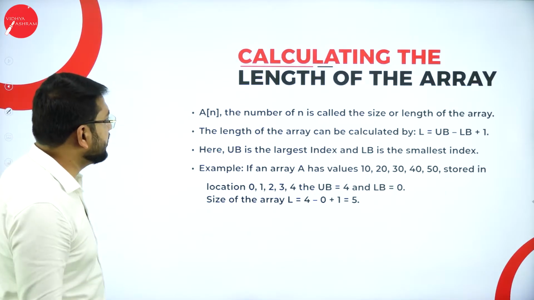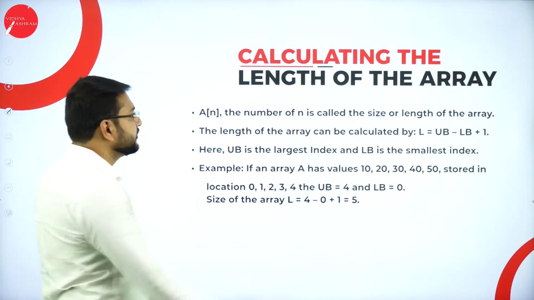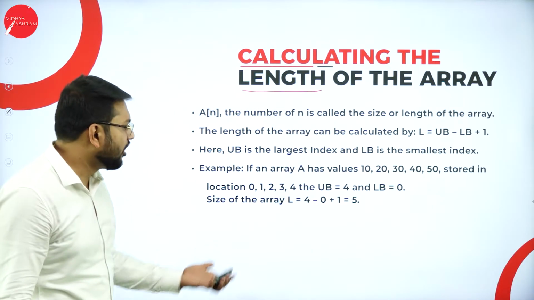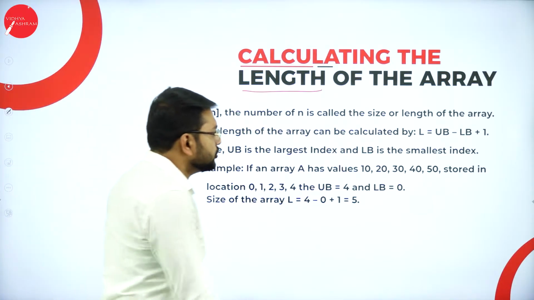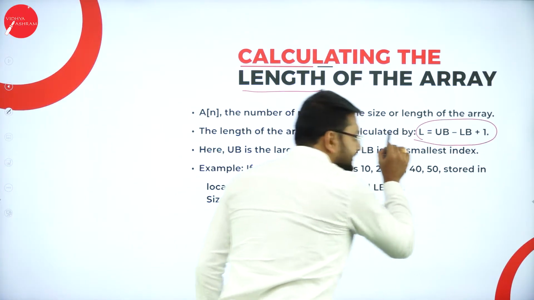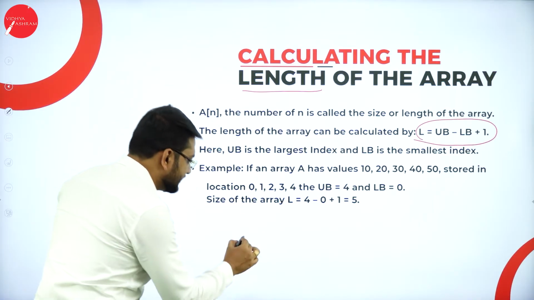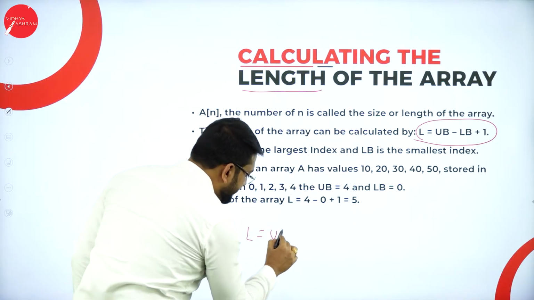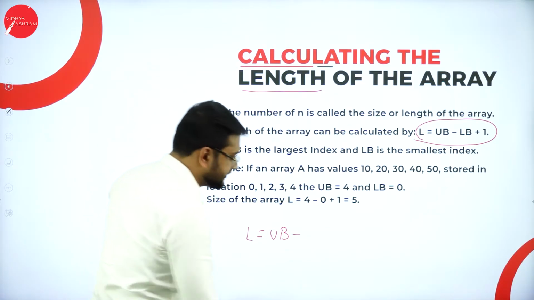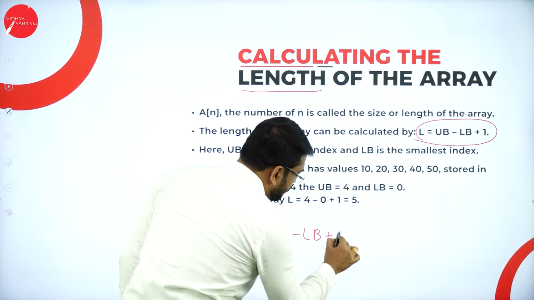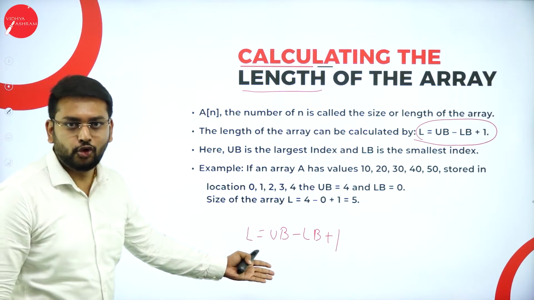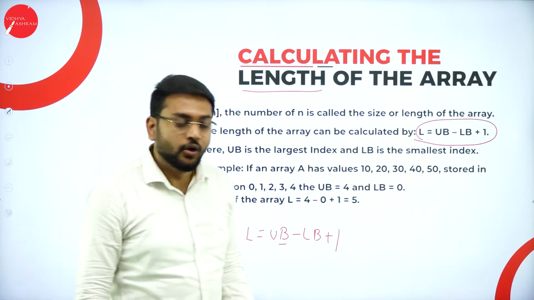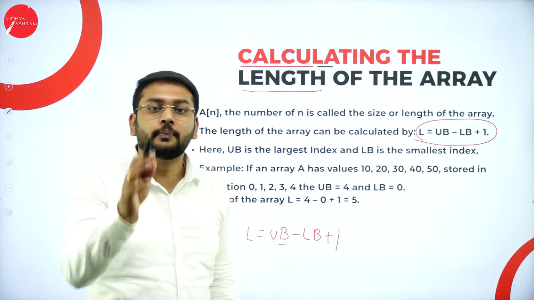Moving forward to the next one, calculating the length of the array. How do I do it? So please observe carefully. A lot of things are very complicated, you just have to remember only this. This is the formula. So guys, if you want to calculate the length of the array, please observe: UB minus LB plus 1. What is this UB? Upper bound. What is this LB? Lower bound.